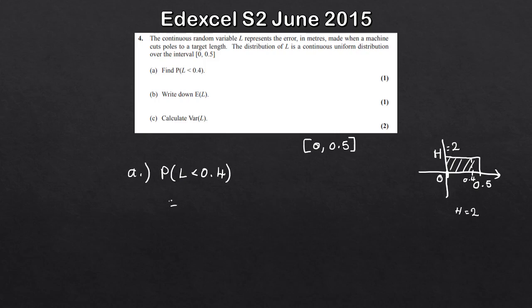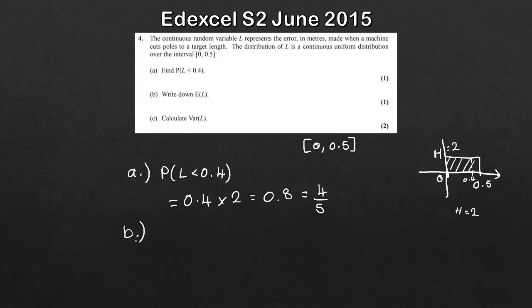Now all we need to do is work out the area of this rectangle. So again, base, so that's a length of 0.4, times by the height, which is 2. So 0.4 times 2 is 0.8, or we could obviously write that as 4/5 if you prefer. So that's the probability that L is less than 0.4.